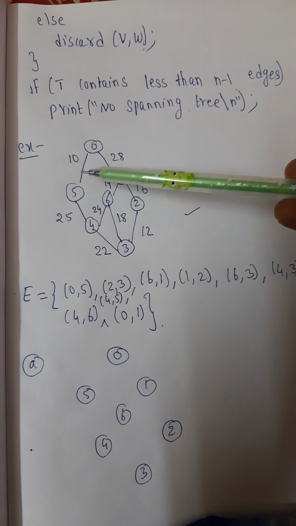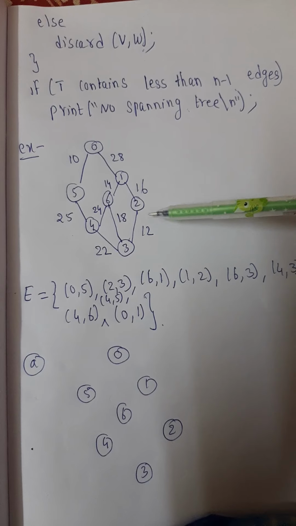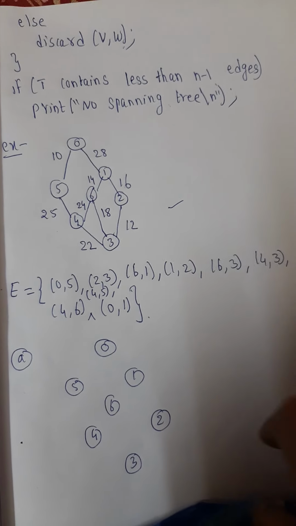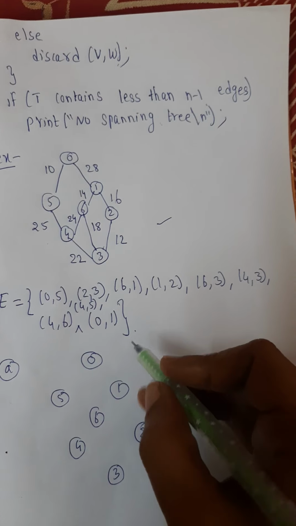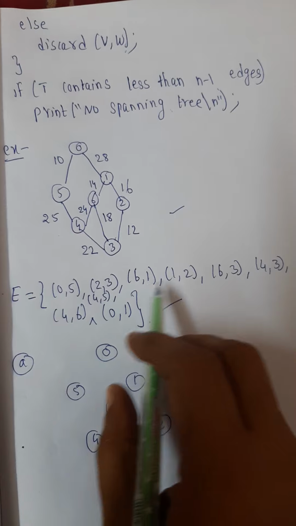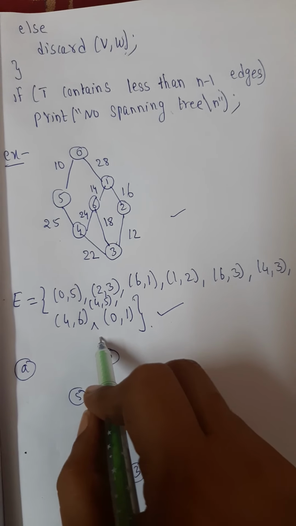Why is it a weighted graph? Because the weights are assigned to each and every edge here. So this is a weighted graph. Now what I am doing here is writing the edge list, and I have written the edge list in ascending order.